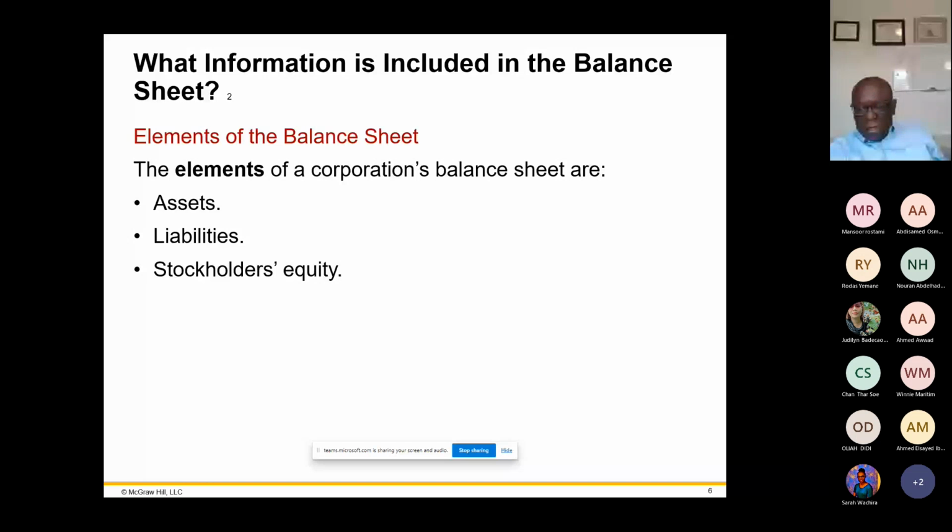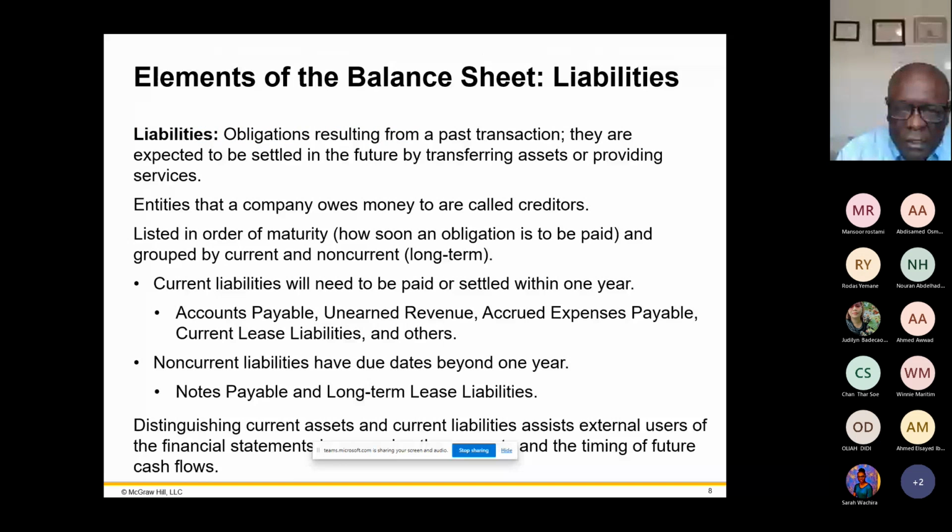Everybody knows what liability is. Is there anybody who can define, from your own knowledge, what liability is? You don't need to be from the text. In my definition, it's money that others need from the company. Very good. It's a debt on the company. That is what the company owes other people outside the business.